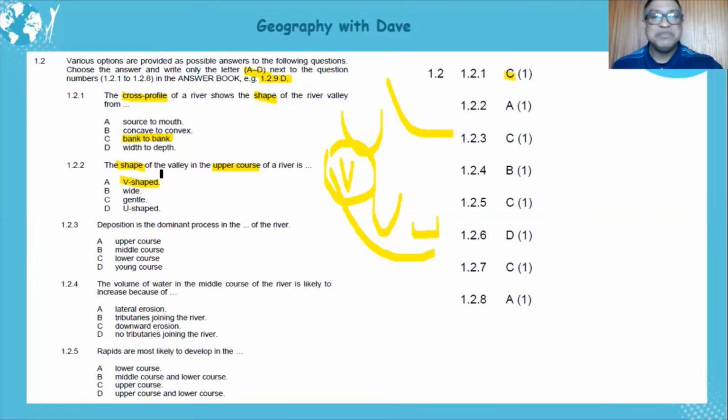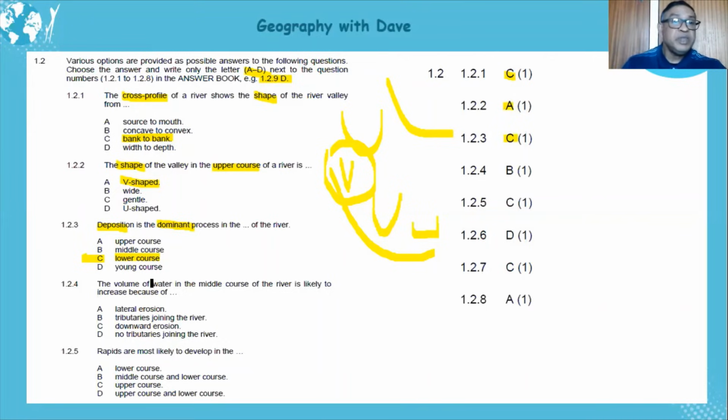It's A. All right, deposition process is the dominant process in the what of the river. All right, you've learned it's in the lower course. So let's see what the answer is. Upper, middle, lower. That's easy, eh? It gives you the 4 options. You need to have studied and applied your work. So that becomes lower course, okay, which is C. All right, of course the second one was A and the third one was C.